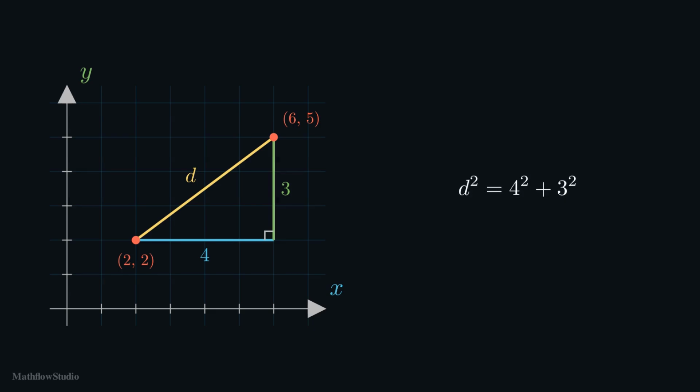Now the Pythagorean theorem, the hypotenuse squared equals the sum of the squares of the two legs. 4 squared is 16, and 3 squared is 9. Together that's 25. So the distance is the square root of 25, which is exactly 5.